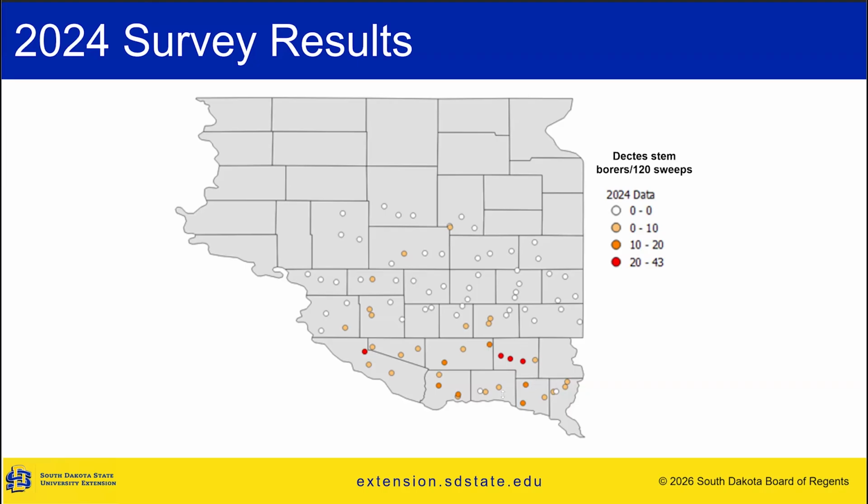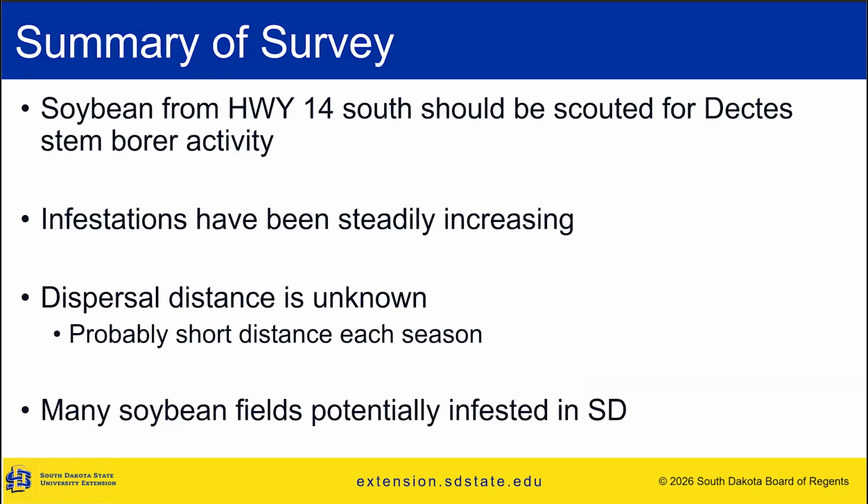Those are those fields that are at 80+% infestation. And we really need to figure out where all of those are so we can get some good management going on in those fields. So infestations are probably going to continue increasing because it looked like numbers were still pretty much the same in 2025. We don't know how far these fly, so that affects our knowledge of how the dispersal is going to be affected from year to year.